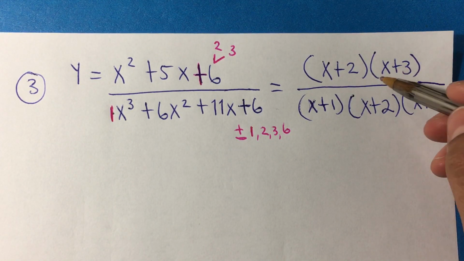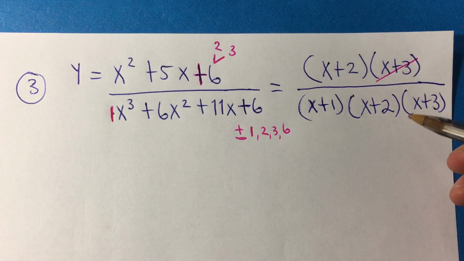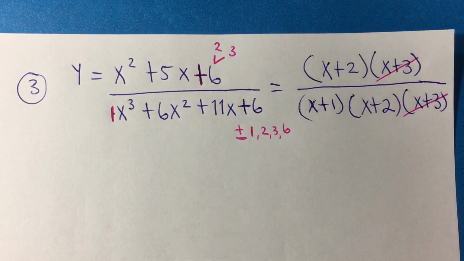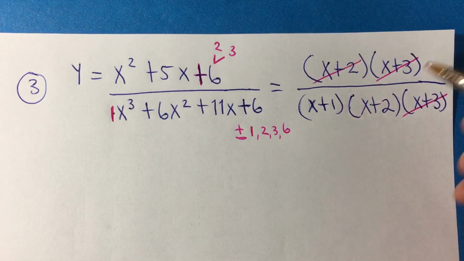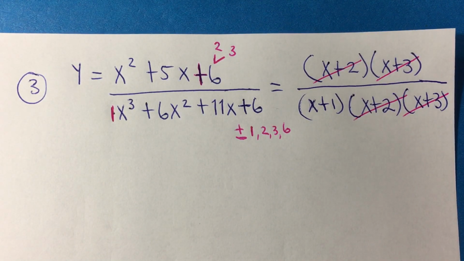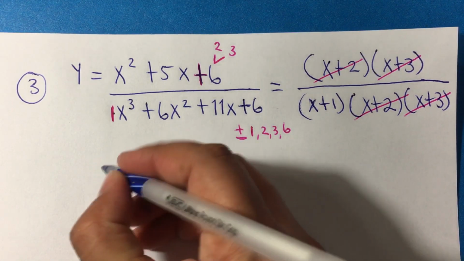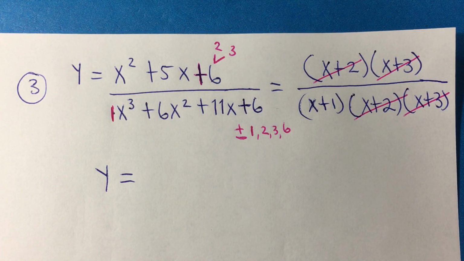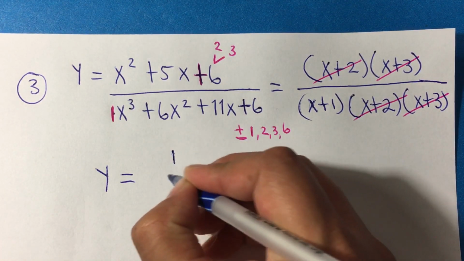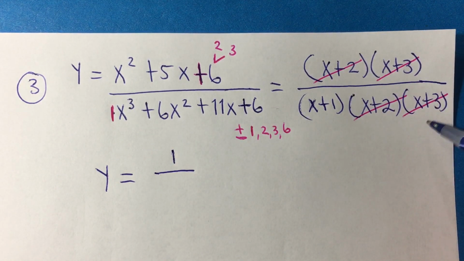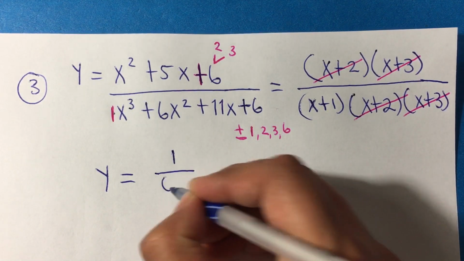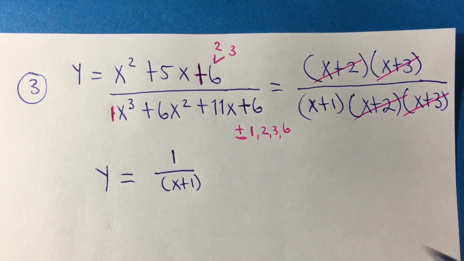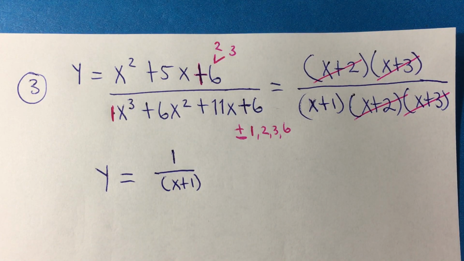See what is removable. Oh, x plus 3 divided by x plus 3 is 1. X plus 2 divided by x plus 2 is also 1. So I can just write this new rational function in simplified form. It's going to be 1 over x plus 1. So that's my new rational function. And so the next step is to find the removable discontinuities.